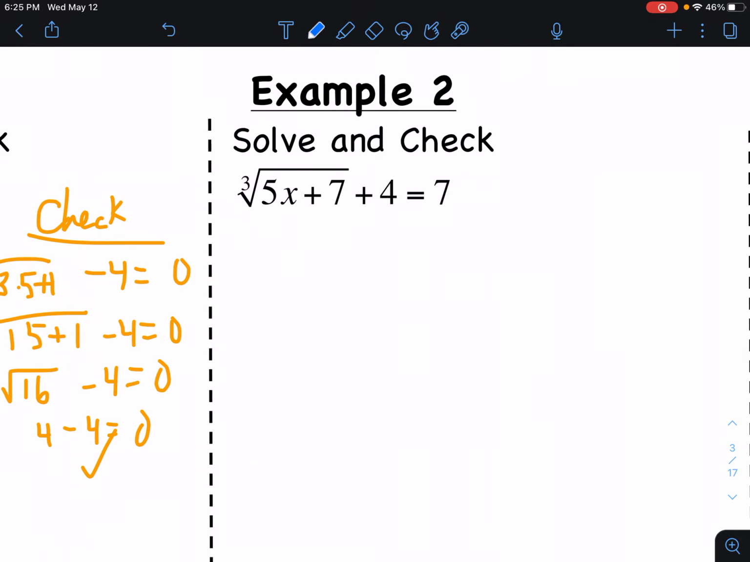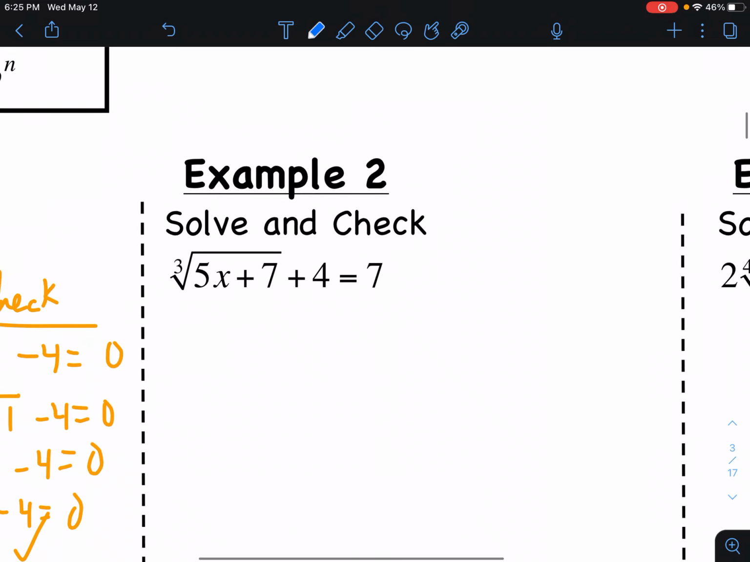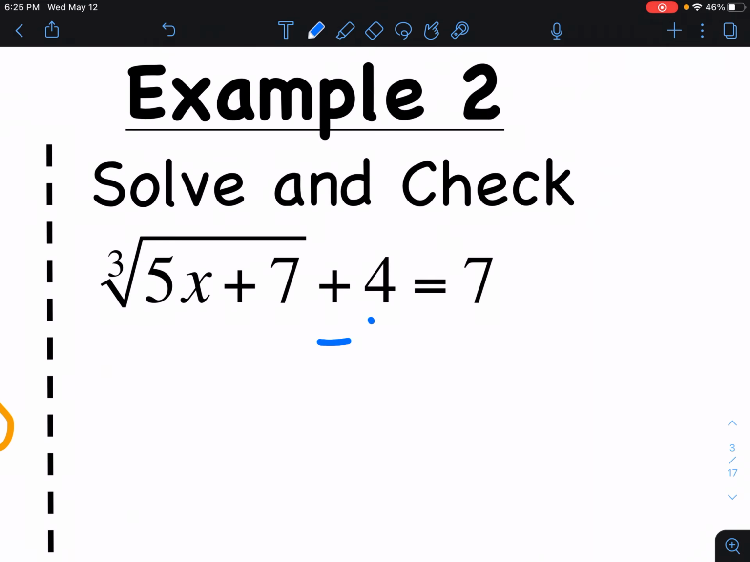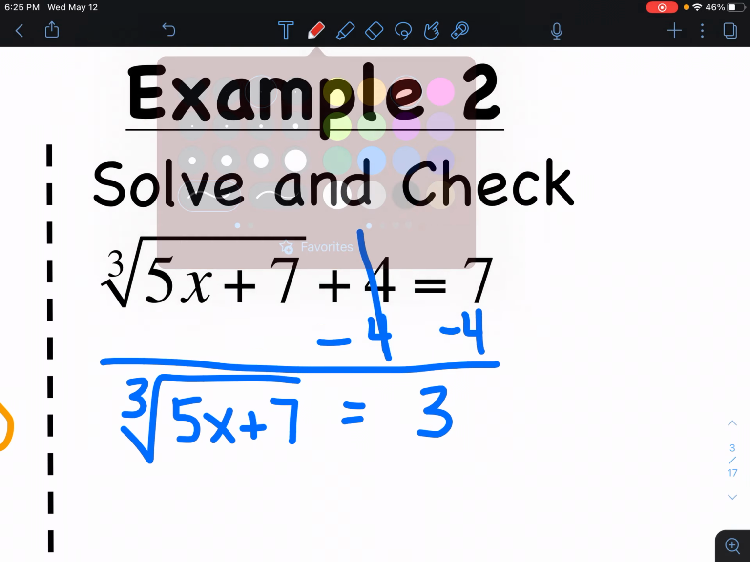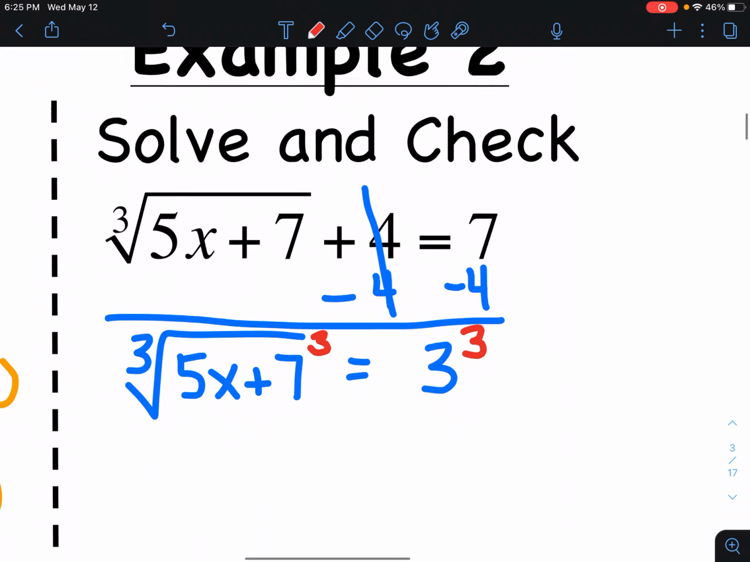Let's get the radical by itself. So first, we're going to subtract 4 from 7. Okay, now that the radical's by itself, we're going to raise both sides to the power of 3 because we have a cube root here. So when you have a square root, raise it to the power of 2, cube root to the power of 3. If you have a fourth root, power of 4, etc. Power of 3.